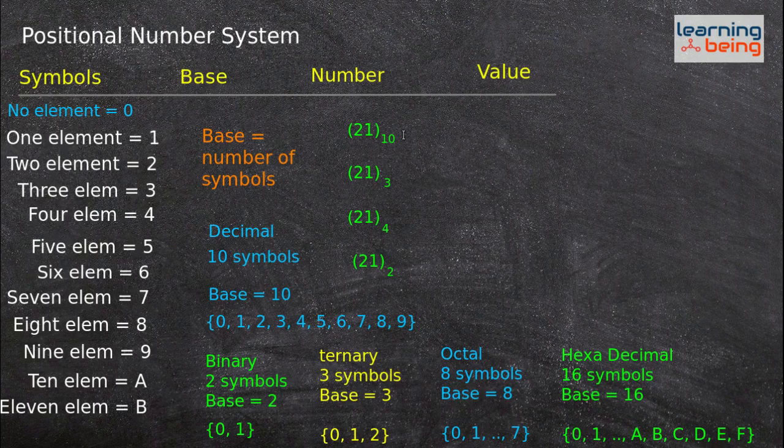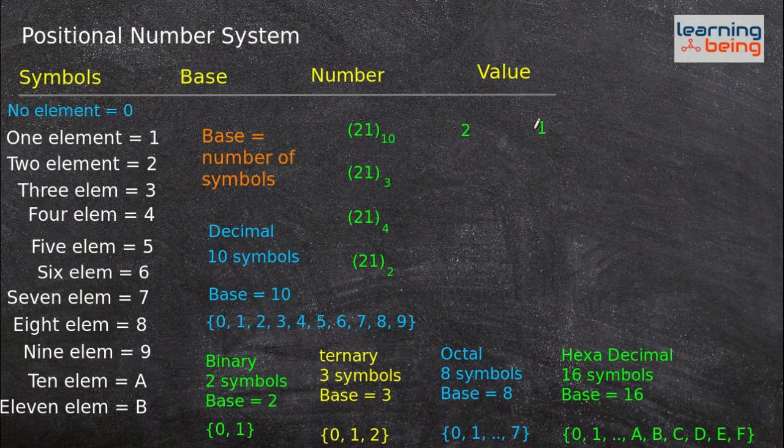So let us understand clearly what is the difference between a number and its value. A number is just the combination of the set of symbols and there's a base along with it, and that particular representation is called that number. And with each and every number in a positional base number system, there is a value associated with it. Now let us see how to calculate the value.